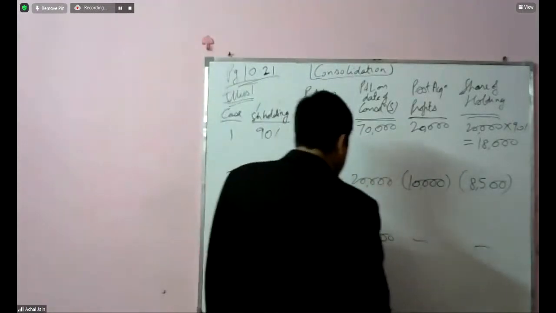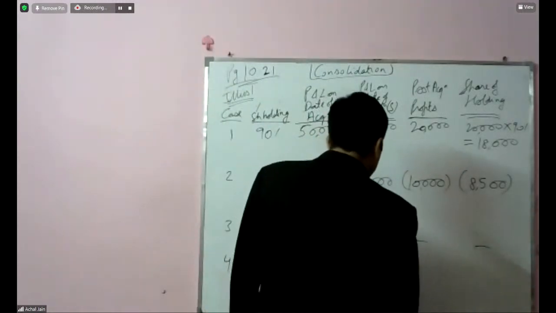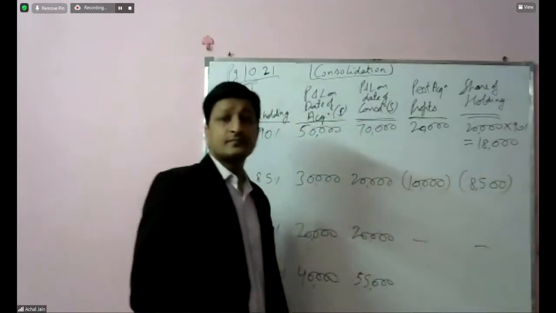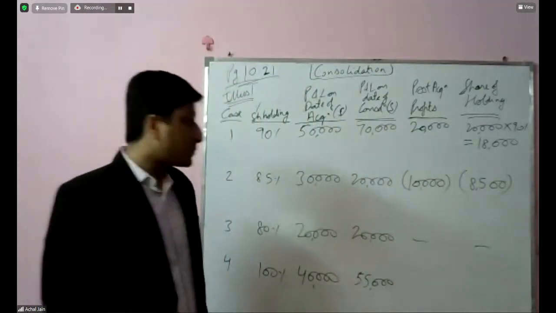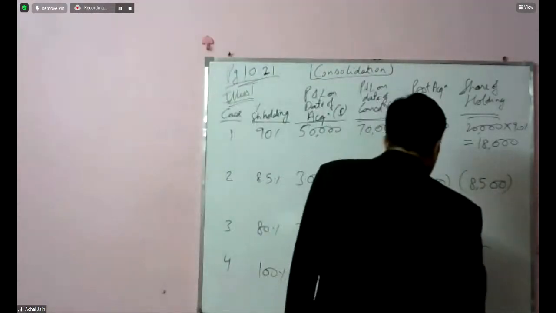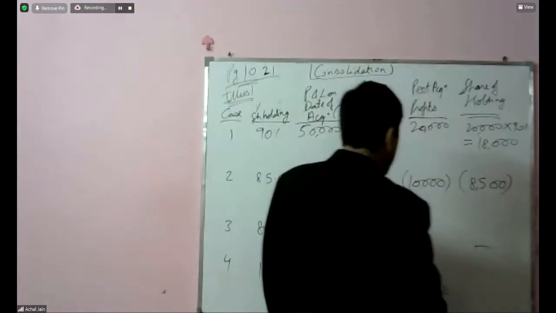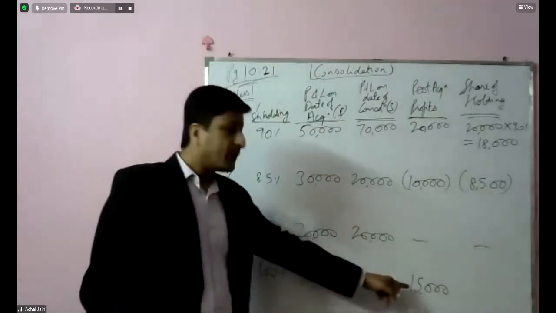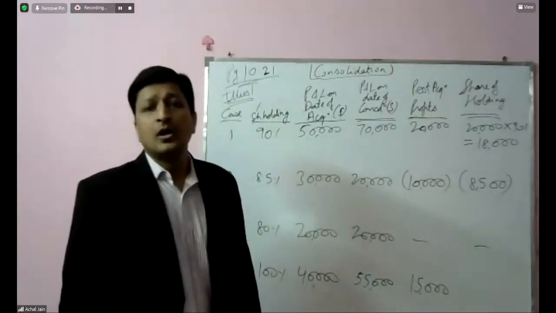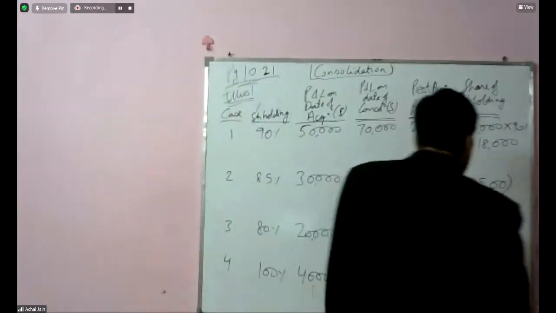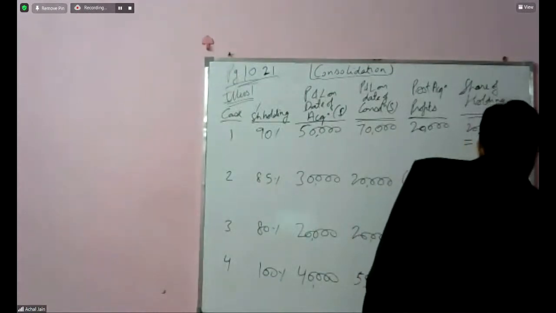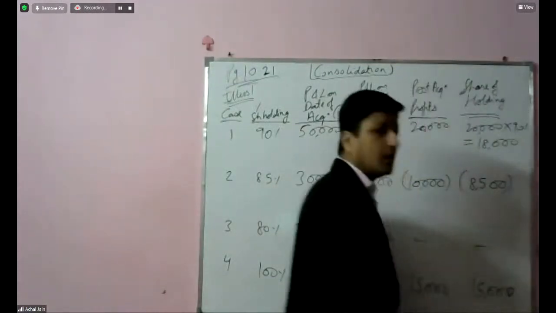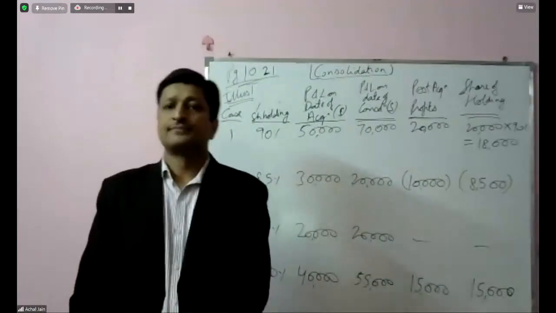In the fourth scenario, opening profit was 40,000. Closing P&L balance is 55,000. So that means profit has increased by 15,000. So we can say reserves have increased by 15,000. And all of these reserves belong to whom? Holding. So these 15,000 reserves belong to the holding company.